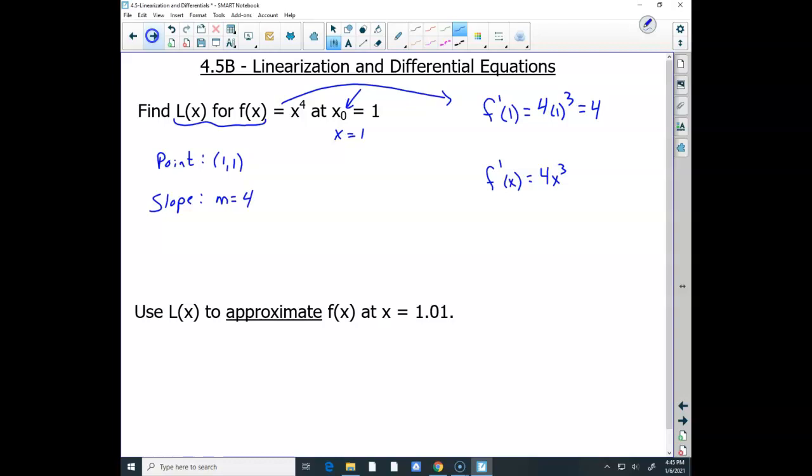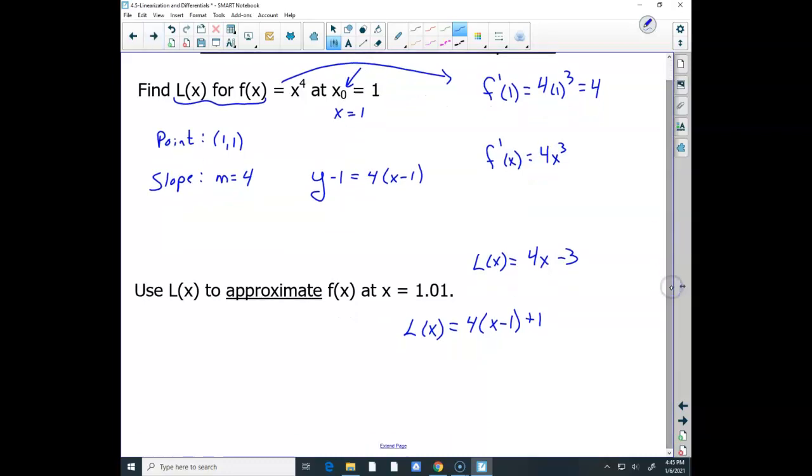So if I linearize this, I'm looking at y minus 1 equals 4 times x minus 1. So I'm saying L of x is going to equal 4 times x minus 1 plus 1. And if I really wanted to distribute it out and call my L of x function 4x minus 3, can I do that? Heck yeah, they're equivalent. They're both just fine. I'm leaving mine in the first form, but they are the same.